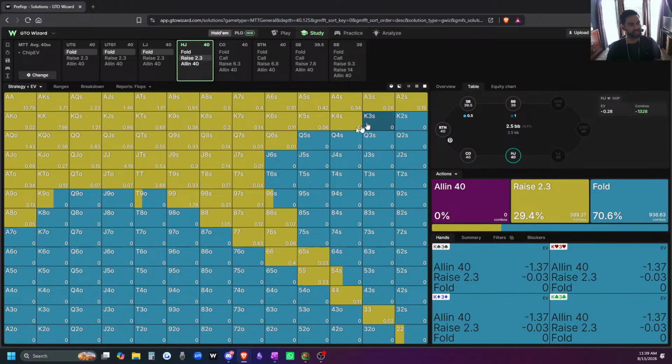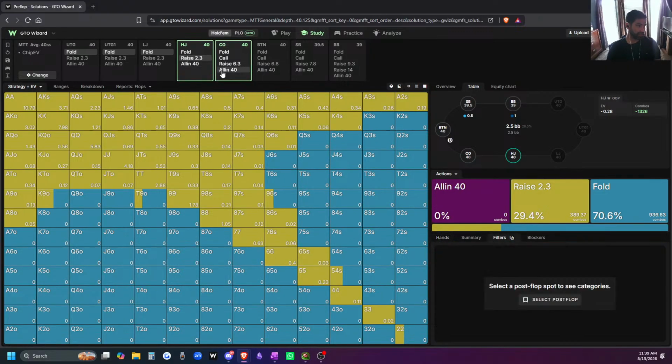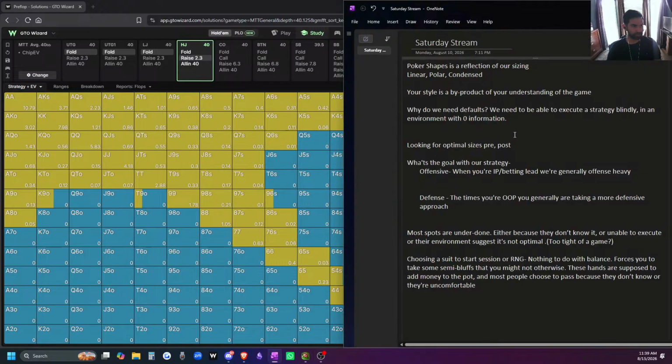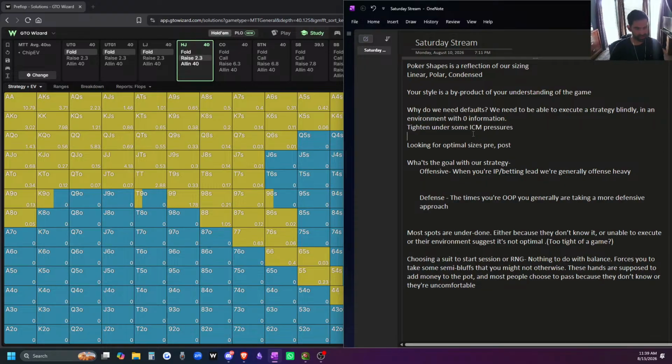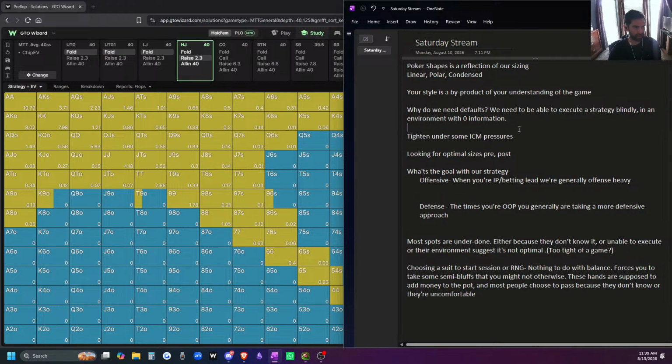So what would cause us to either contract our range or expand our range? Why expand? Why contract? Why do any of these? I think the main reason to contract is ICM implications. So we would tighten our range basically, right? Yep, under some ICM pressures, maybe. What else? Or expand or change sizes.